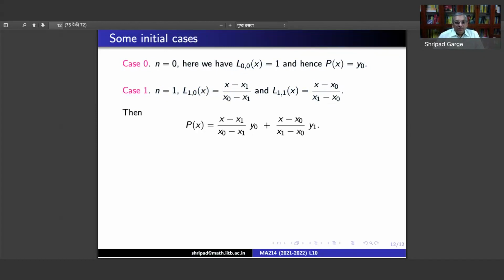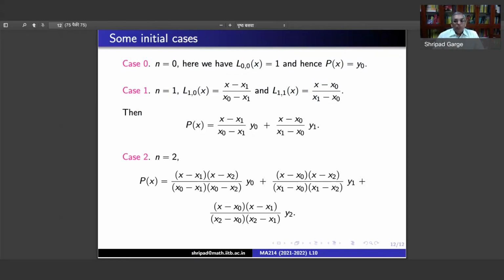Okay, and this is one more case, something that we have not done earlier. N equal to 2, we simply write down these three polynomials. L2 naught has the property that it is 0 on x1 and 0 on x2, but 1 on x0. Then the coefficient of y1, that is L2 1, is 0 on x0, 0 on x2, but 1 on x1. And finally, we have L2 2. So this is how we would write down the Lagrange polynomials.